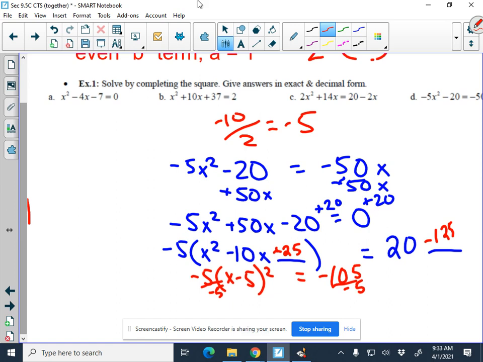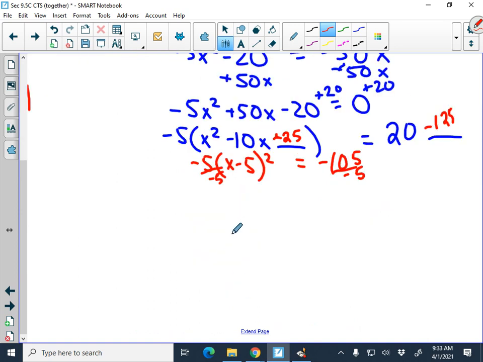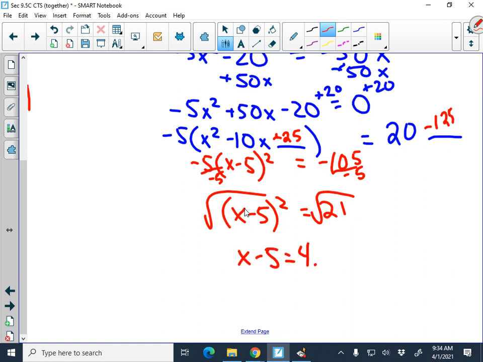And when we divide by negative 5, we get 21. Now we can take the square root of 21, and that's 4 point something. Four point what? 4.8? 4.58? Okay, so we'll call it 4.6.